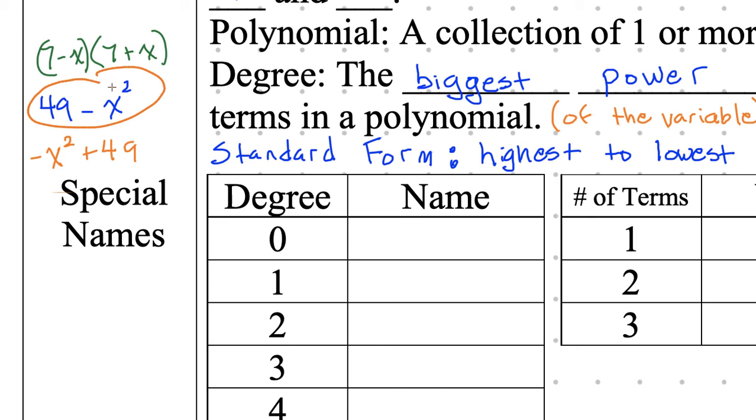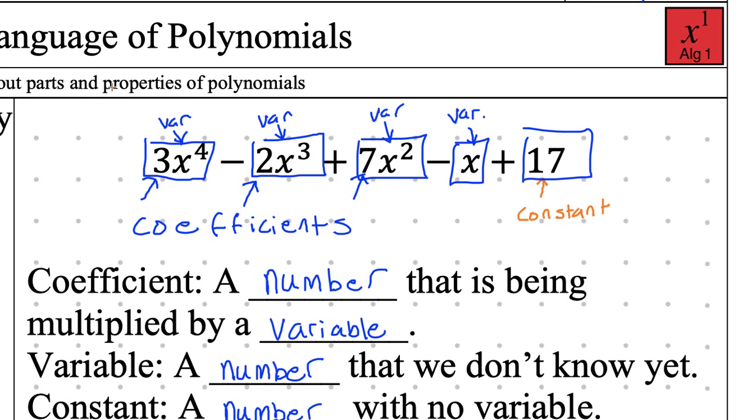Yes, Kier? 49 doesn't have a variable, and you said we only care about the exponents of variables. Precisely, yeah. But if I come back up here, I should probably label this in the notes for all of us. We should label the degrees of each of these terms. So I'll write up here, this is our degree.